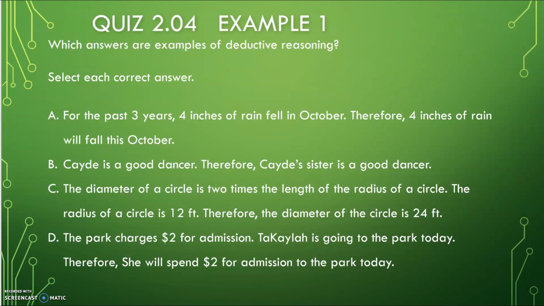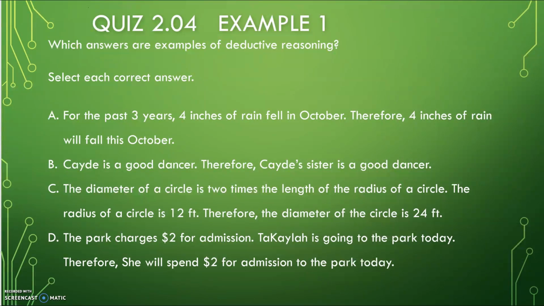Okay, quiz 2.04, reasoning part 3, example 1. Which answers are examples of deductive reasoning? So we're going to select each correct answer. Remember, deductive has to be based on facts, not observations.